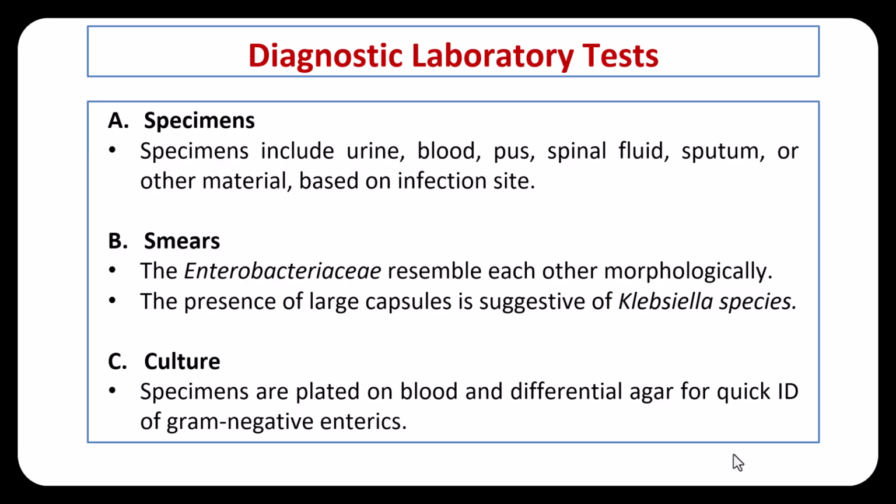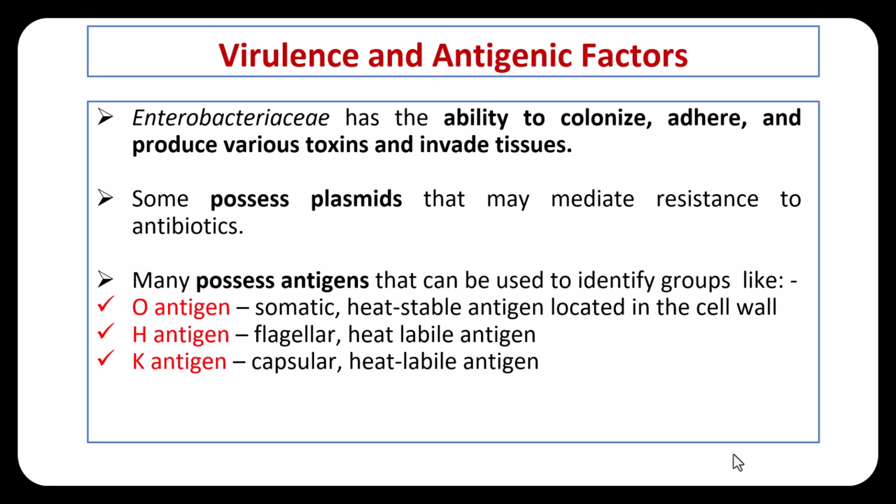Now, the Enterobacteriaceae may have several virulence and antigenic factors that help them cause disease, colonize, adhere to the host cell, and produce toxins. Some of them may have a plasmid that contains the gene for antibiotic resistance.